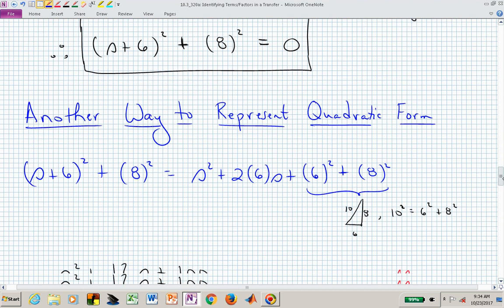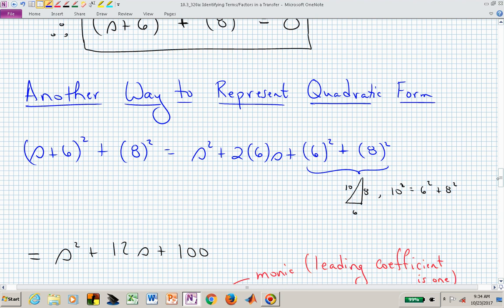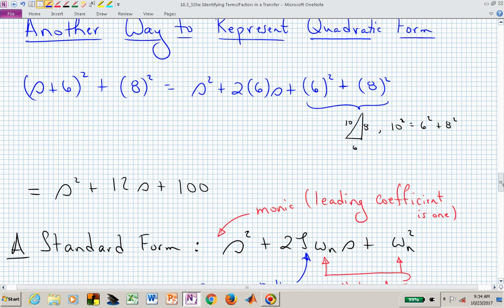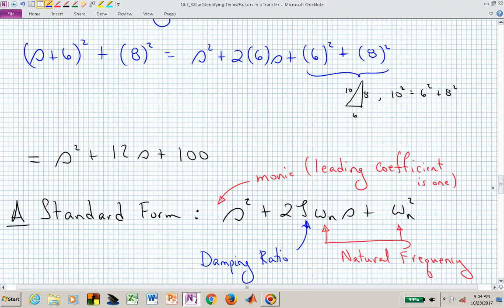So now we have our quadratic, not written in this factored form that explicitly shows the real and imaginary components, but now it's written in an s squared plus 12s plus 100 form, maybe a more traditional way of expressing a quadratic. Now the standard form, another way of writing that, is to write it as s squared plus 2 zeta omega sub n s plus omega sub n squared.